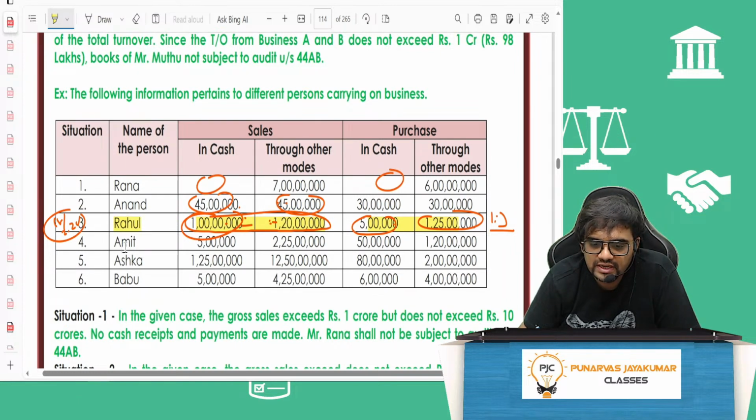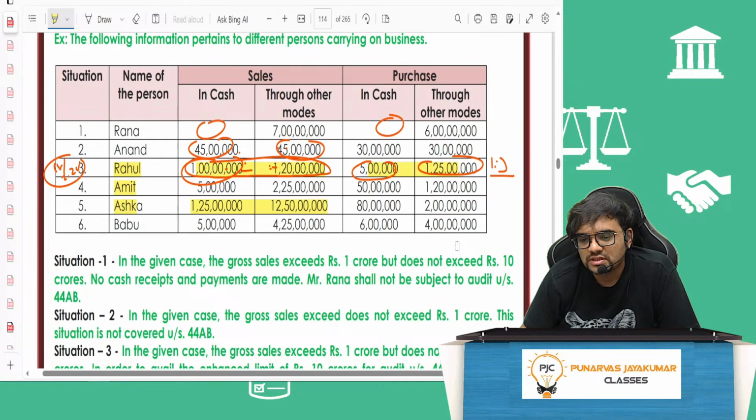Rahul, tax audit needed. Amit, tax audit needed. Ashka, overall sales alone is some 13.75 crore. So, there is no point in calculating cash sales because the overall limit has exceeded 10 crore. So, 100% tax audit.